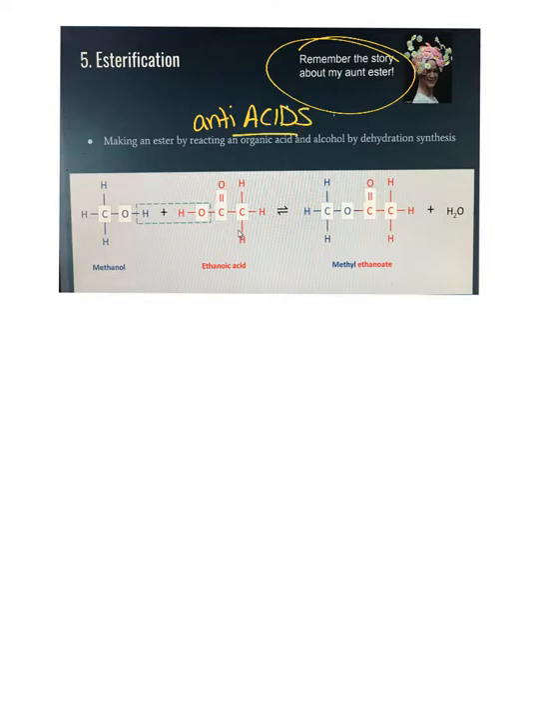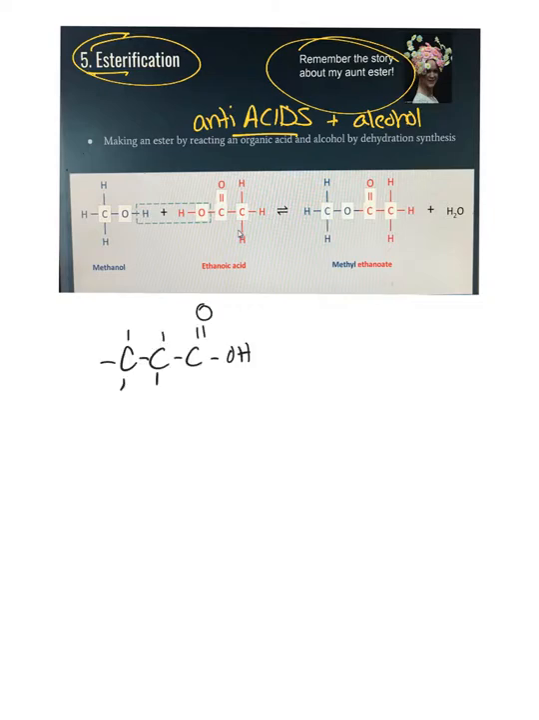Okay, antacids and alcohol. That is a way to remember that when you are making an ester, that's what esterification is, you need an acid and an alcohol. So let's say I draw propanoic acid, and it's propanoic acid because there is the acid functional group right here at the end.